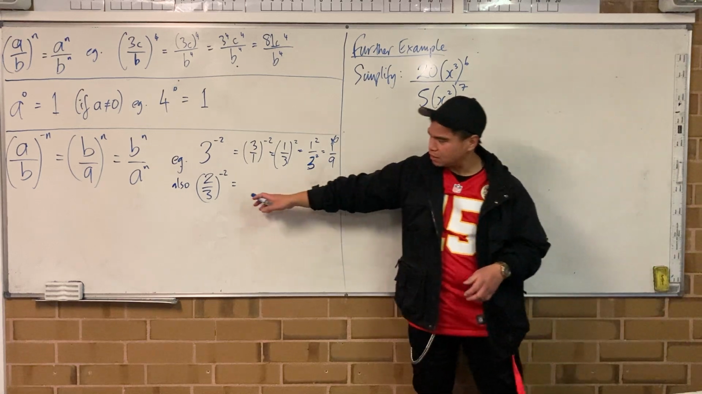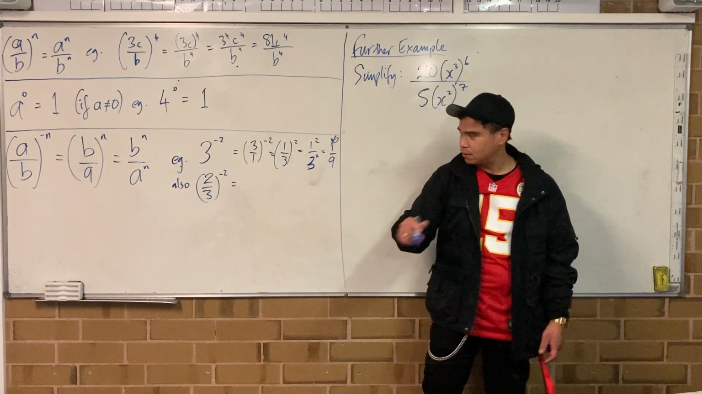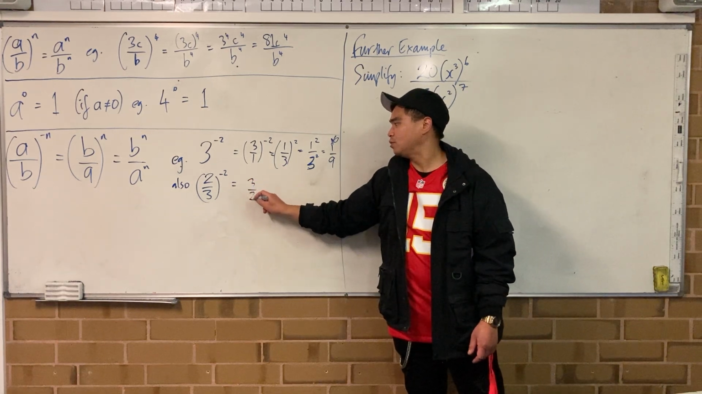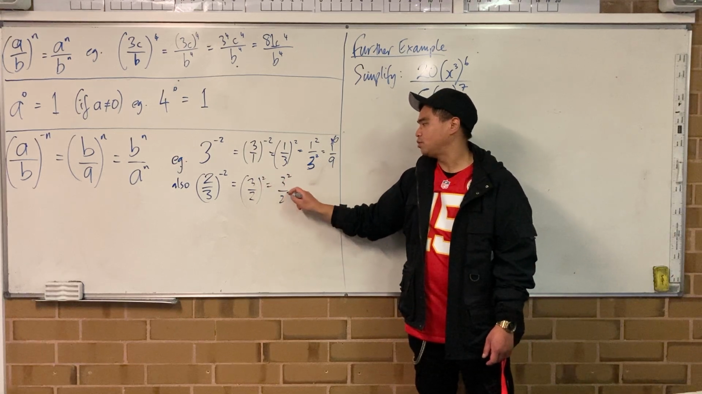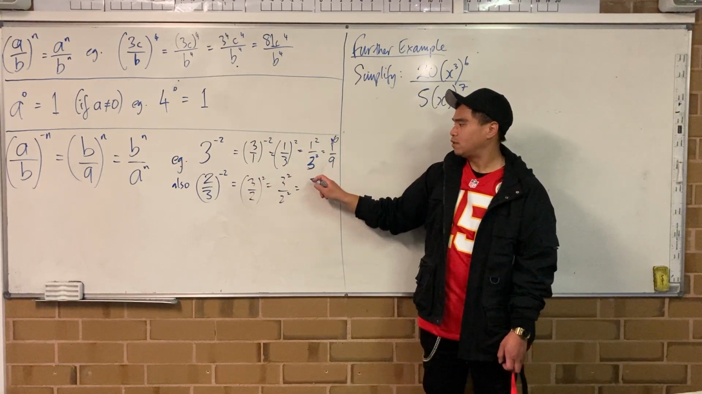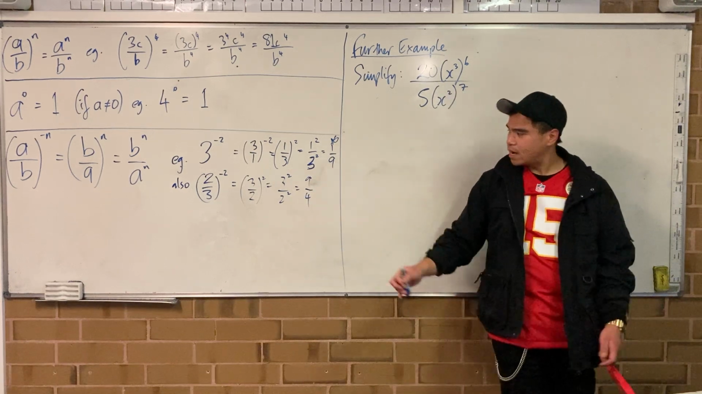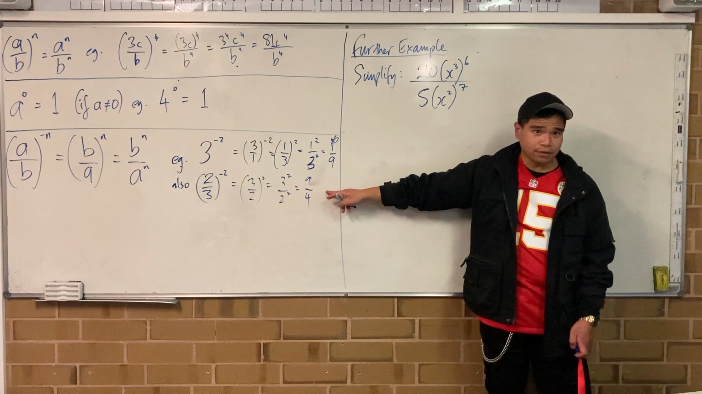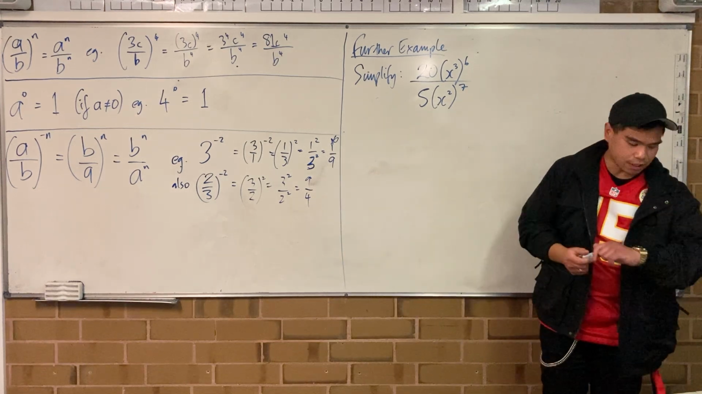And then this one here, this one's actually easy. So how do I deal with a negative? Flip it. 3 over 2, and it's all going to be squared. 3 squared over 2 squared. 3 times 3, 9 over 4. Is there any cancelling down that I can do of 9 over 4? No, they're not even numbers.